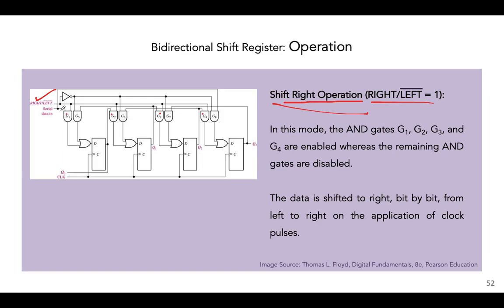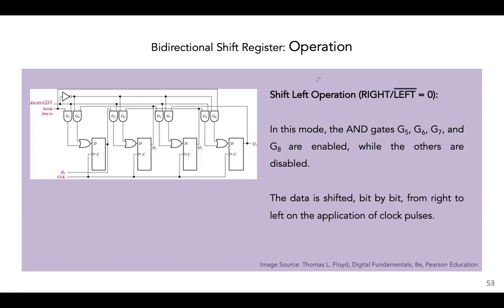Because, see, this is open, so data can just move here. Okay, data can just move here, and then from this flip-flop it will move to this flip-flop, and then from this flip-flop it will move on to this one. Shifting right, this is what's happening. Data is being shifted from left to right, one bit at a time, upon the application of the clock pulses.